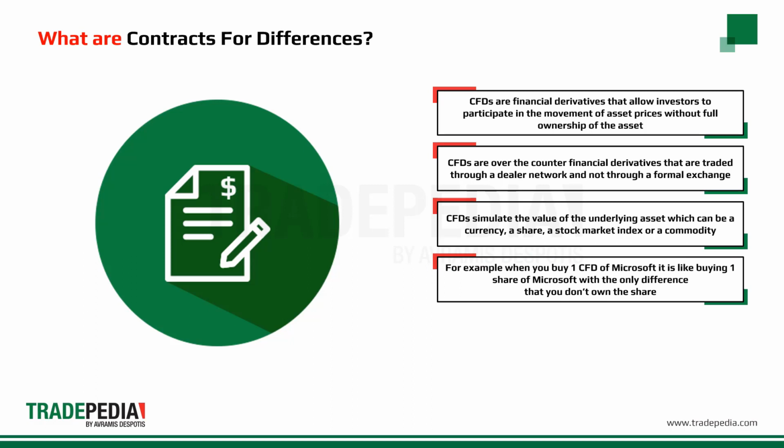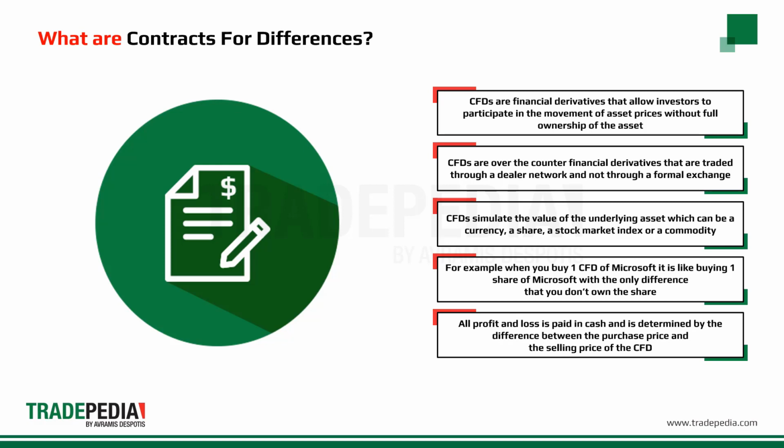For example, when you buy one CFD of Microsoft, it is like buying one share of Microsoft, with the only difference that you don't own the share. All profit and loss is paid in cash and is determined by the difference between the purchase price and the selling price of the CFD.